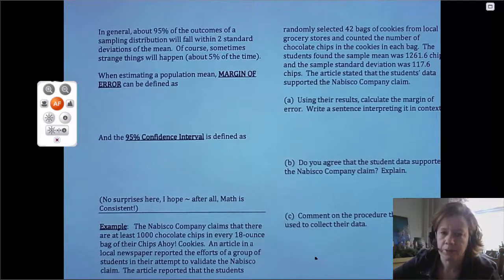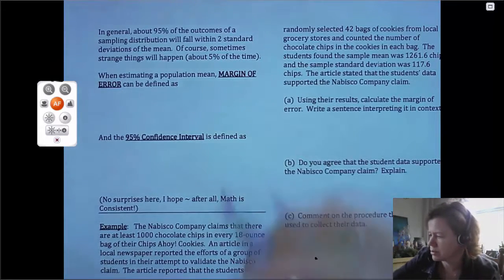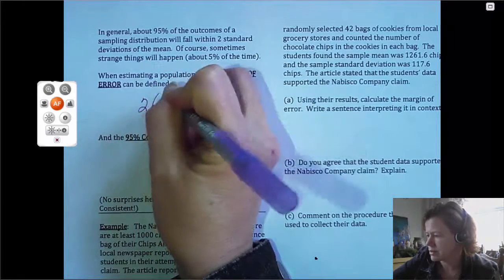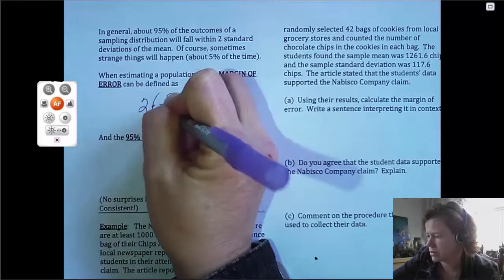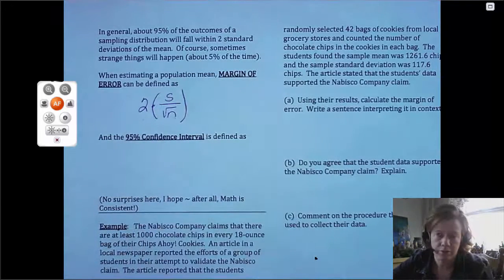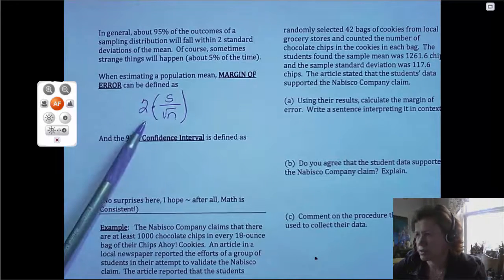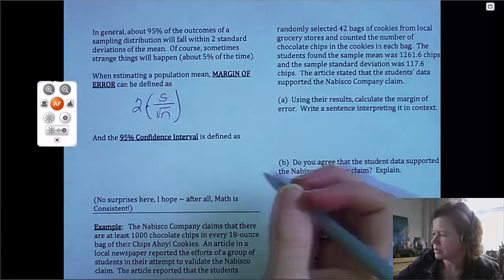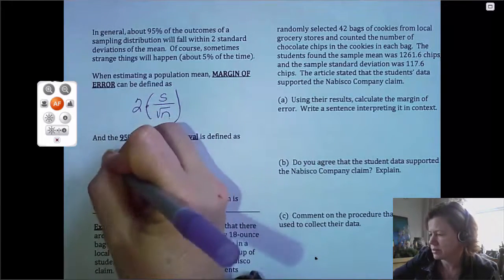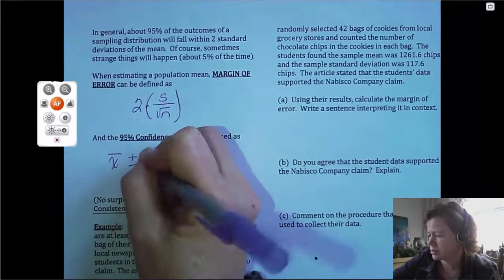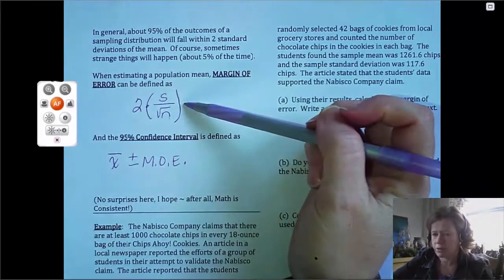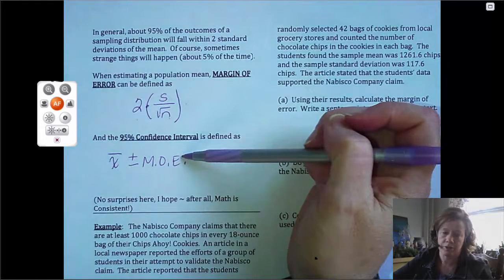When estimating a population mean, the margin of error can be defined as 2 times the sample standard deviation over the square root of n, or 2 times your standard error. And the 95% confidence interval is defined as your sample mean plus or minus that margin of error. So finding margin of error and finding the 95% confidence interval has not changed.